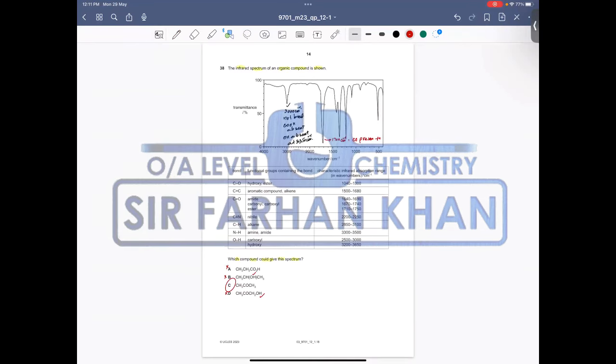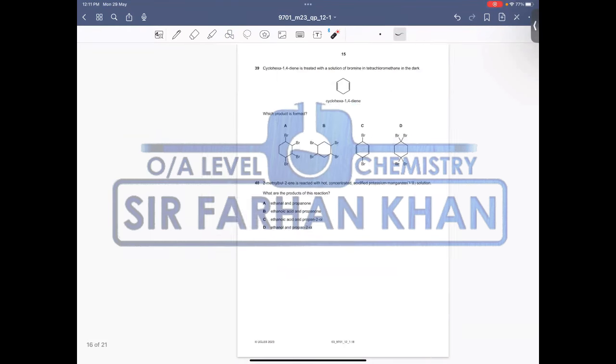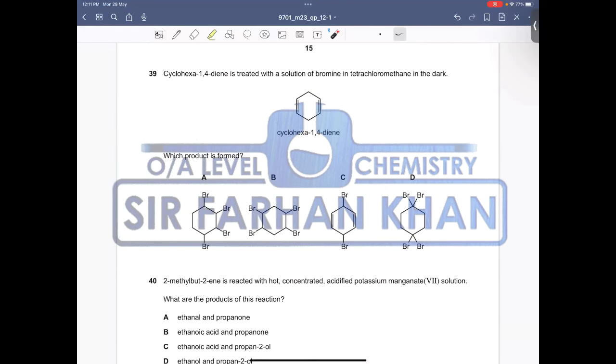If you don't get the carboxylic broad peak, and you don't get the strong alcohol peak at 3350 centimeter inverse, obviously there is no OH. If there is no OH, obviously option A is incorrect, option B is also incorrect, option D is also incorrect because it has an alcoholic functional group, and obviously C is going to be the right answer. Let's move on to question number 39.